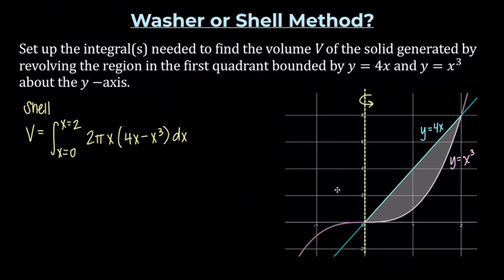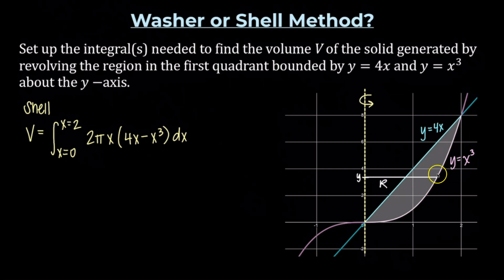Now let's do the exact same problem, but this time using the washer method. The washers need to be perpendicular to the axis of rotation. I'm going to pick a generic y value here to draw a sample cross section. Here I'm going to start from the axis of rotation at this y value, and I'm going to go to the function that is furthest away to find my big R.